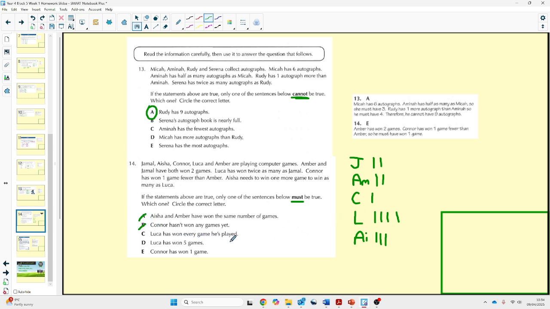Luca has won every game he's played. Well, no, that can't be right. Luca has won 5 games. No, we know that we've got Luca with 4. And then Connor has won 1 game. Well, we know that that must be correct, because Connor has won 1 game fewer than Amber, so he must have won just 1 game.